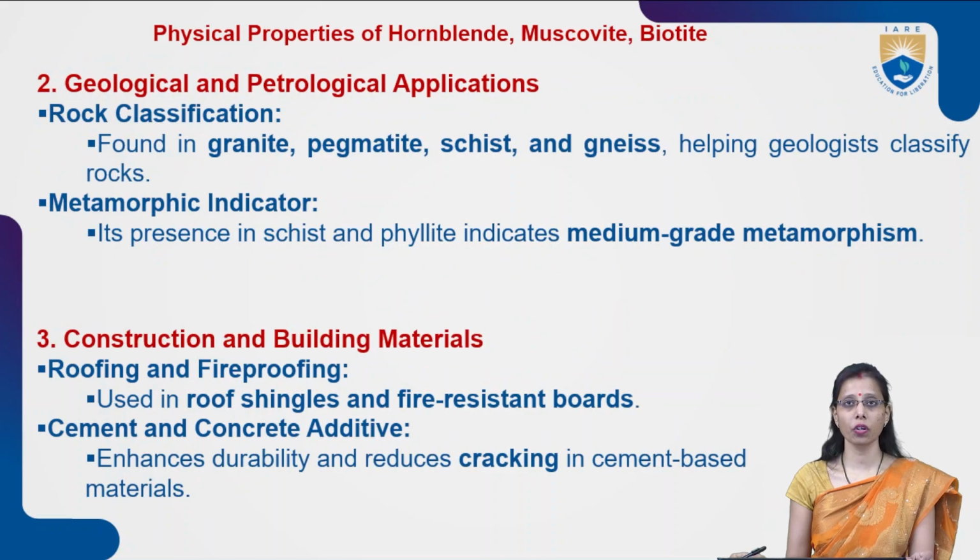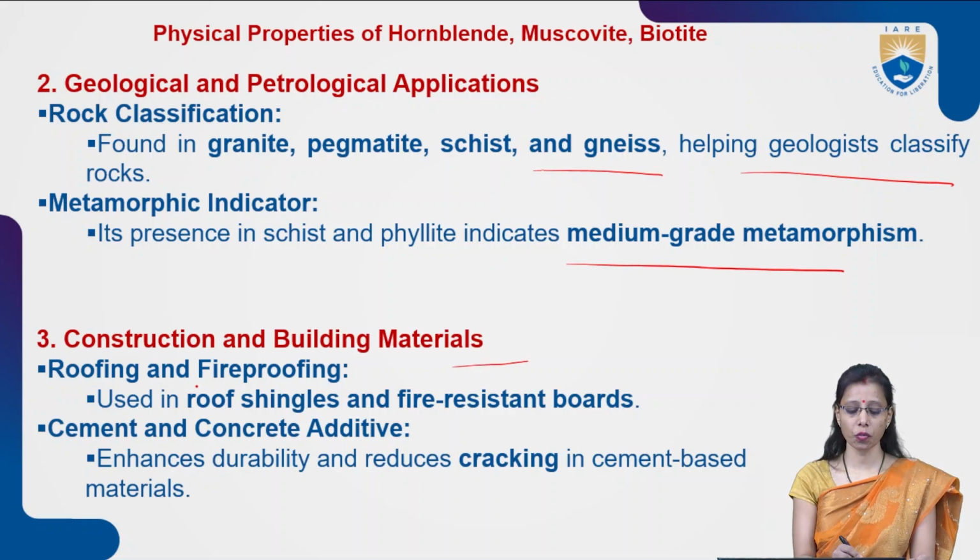Now, if we talk about the geological and petrological applications, we have rock classification and metamorphic indicator. It is found in granite, pegmatite, schist, and gneiss. So these kinds of geological applications we have, like rock classification. Basically it is found in granite, pegmatite, schist, and gneiss, helping the geologist to classify the rock. As a metamorphic indicator, its presence in schist and phyllite indicates medium-grade metamorphism.